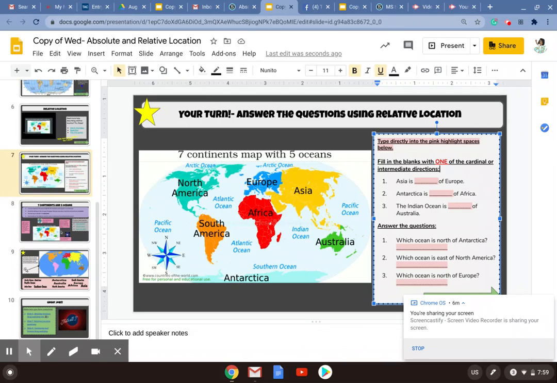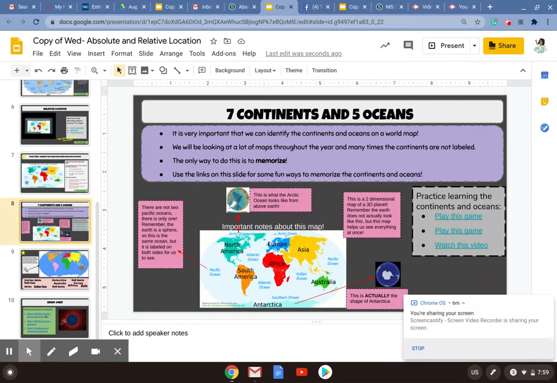Then you're going to go to this slide that says 7 continents and 5 oceans. Make sure you read this. The only way to do this is to memorize. So you're just remembering where they are. And if you stick to the order I'm telling you, it'll be easy. North America, South America, Europe, Asia, Africa, Australia, Antarctica. And then you'll be able to remember that. And then you have the 3 links here. Play this game, watch this video.